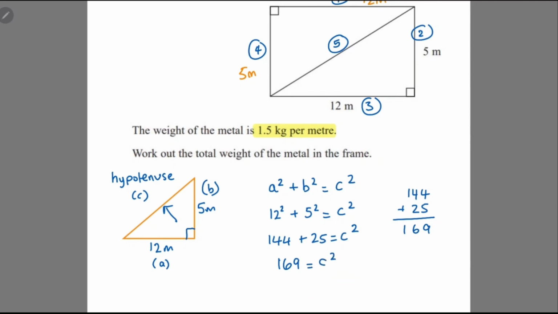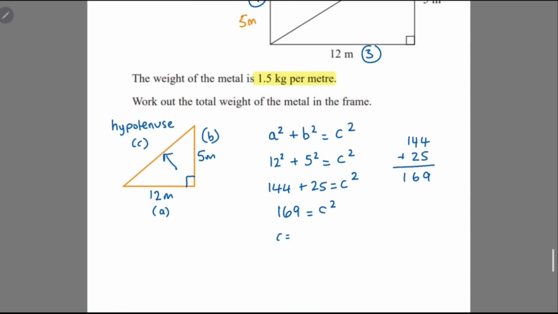But what we really need to know is the length of c. We don't want to know what c squared is. So we do the inverse, or the opposite, which is to find the square root of 169. So c would be the square root of 169, which is basically what do you multiply by itself to give you 169, and that will be 13, because 13 times 13 is 169.